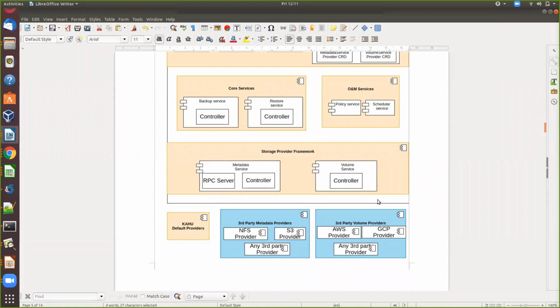And at the provider layer, there can be third party providers like an NFS provider or S3 provider with respect to metadata, or any other provider with respect to storage. Kahoot also plans to develop some well-known providers and keep them as part of the Kahoot ecosystem itself. So this is one piece where maybe a CSI driver, which is a standard provider for the CSI way of snapshotting and restore, will fit.